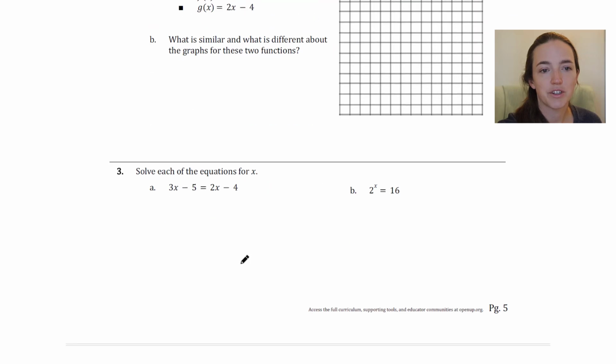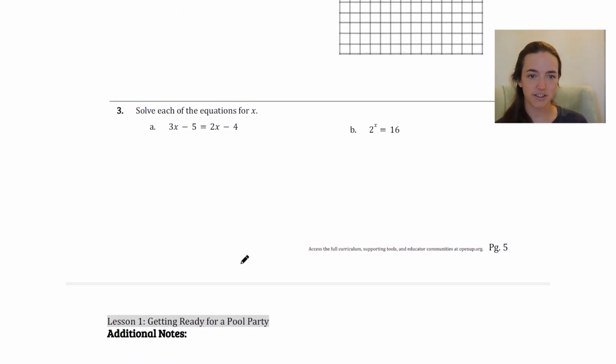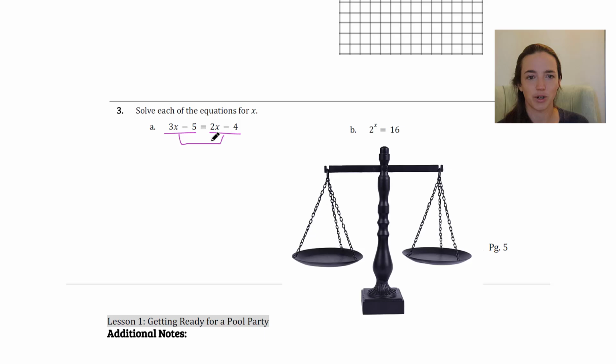All right, we're going to skip number 2 and go down to number 3. It says to solve each equation for x. So as you can see here, I've got an x on both sides of the equation. This is basically like a scale. So imagine this is a scale. Maybe I'll put in a picture here of what I'm referring to. And this scale is totally balanced. If I remove something from one side, I have to remove the same thing from the other side.